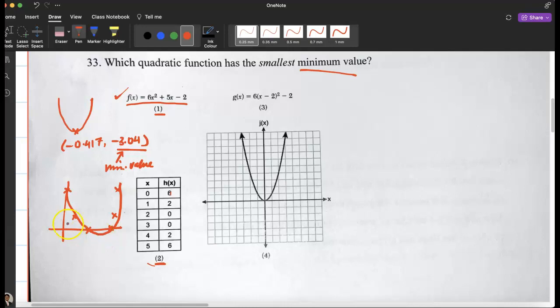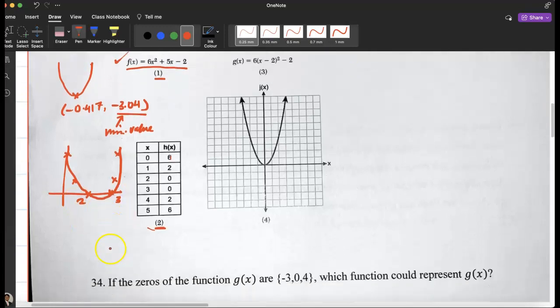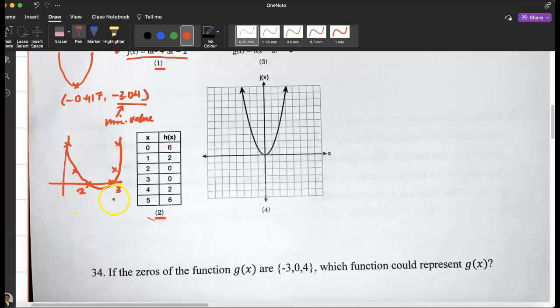How do you get the minimum value? You know how to get this equation. This is 2 and this is 3. So these are my two x-intercepts. So y is equal to, you have to use the formula a(x minus p)(x minus q), the two intercepts. So a(x minus 2)(x minus 3).